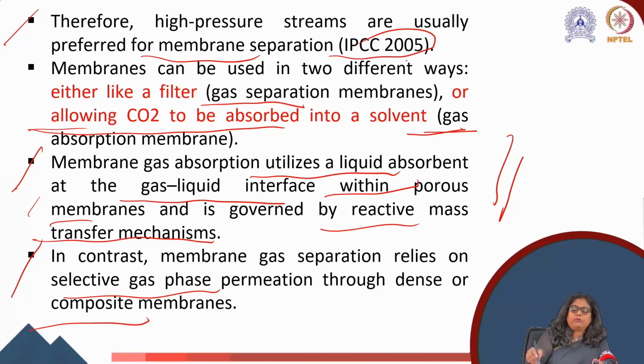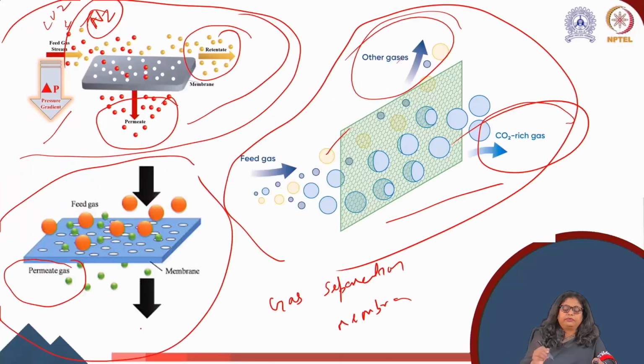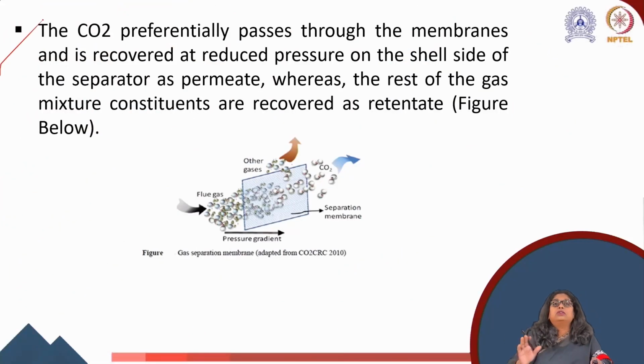What we talk about in the gas separation membrane is that it works like a filter. It relies on selective gas phase permeation through a dense or composite membrane. So moving on, CO2 preferentially passes through the membrane, and it is recovered at reduced pressure on the shell side of the separator as permeate.